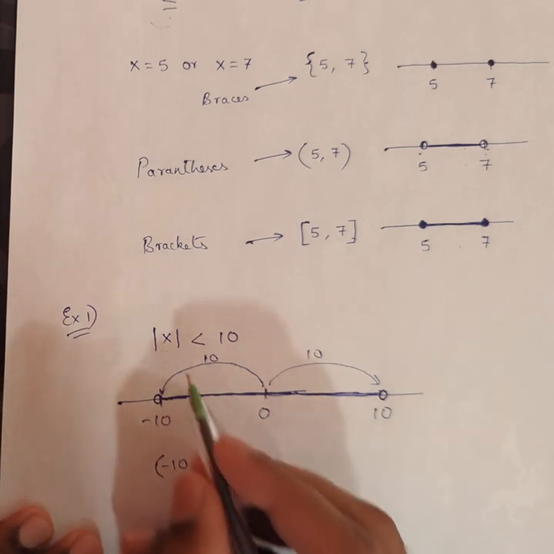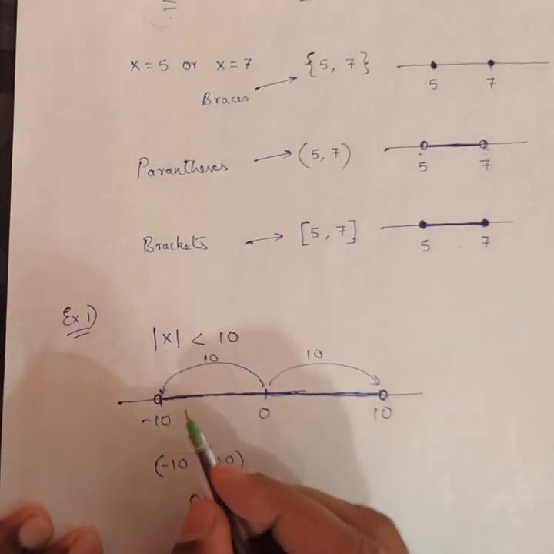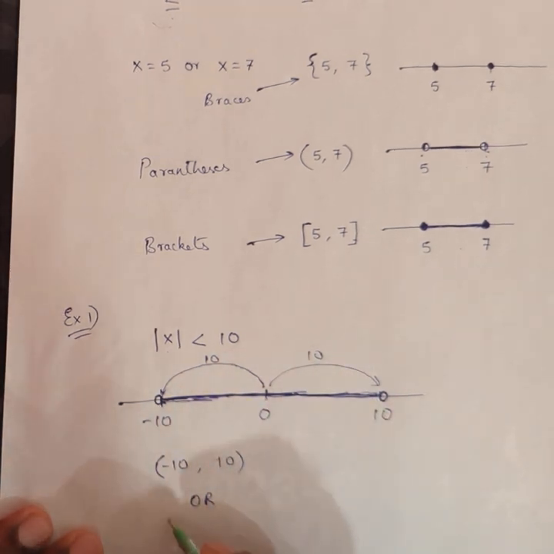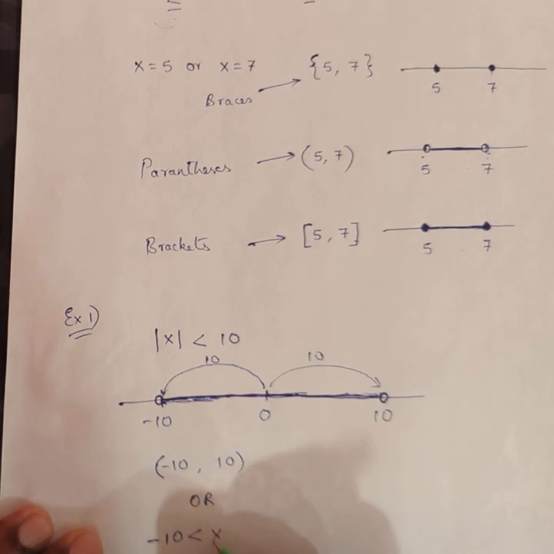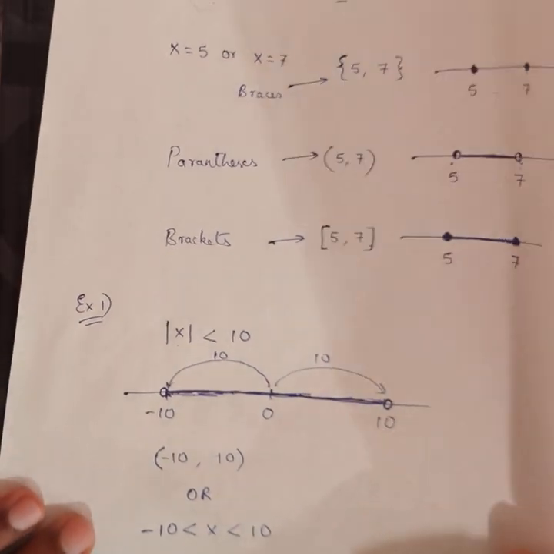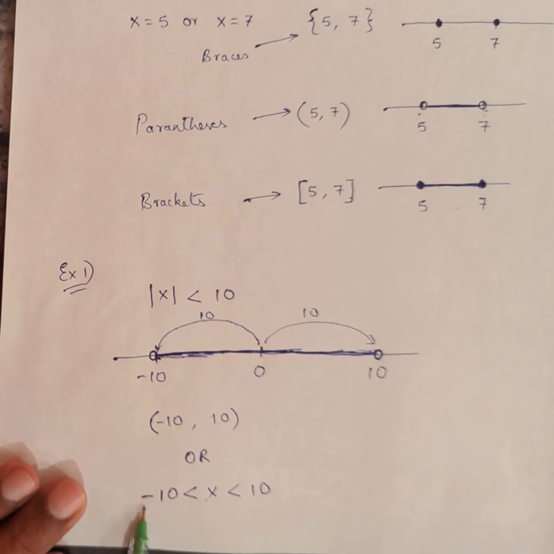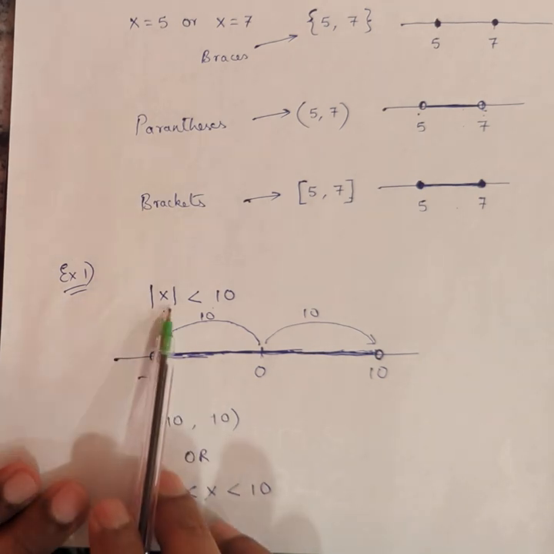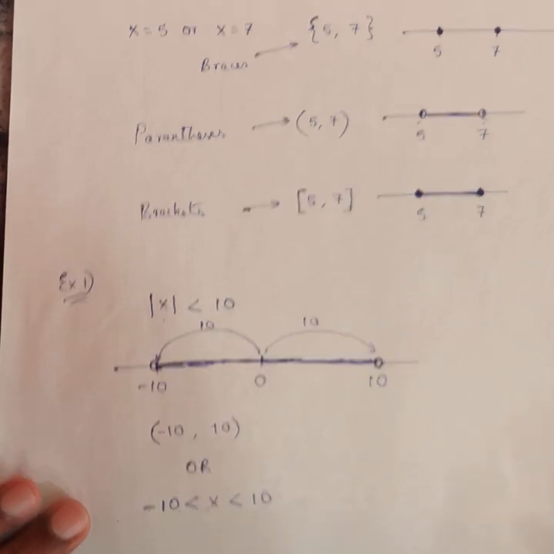Or you can say that x is between negative 10 and positive 10. So you can put x between those two values. You write negative 10 first, less than x, less than 10. I like to say that x is sandwiched between the negative 10 and the positive 10. So that's how you would solve it. That's example 1: absolute value of x is less than 10.